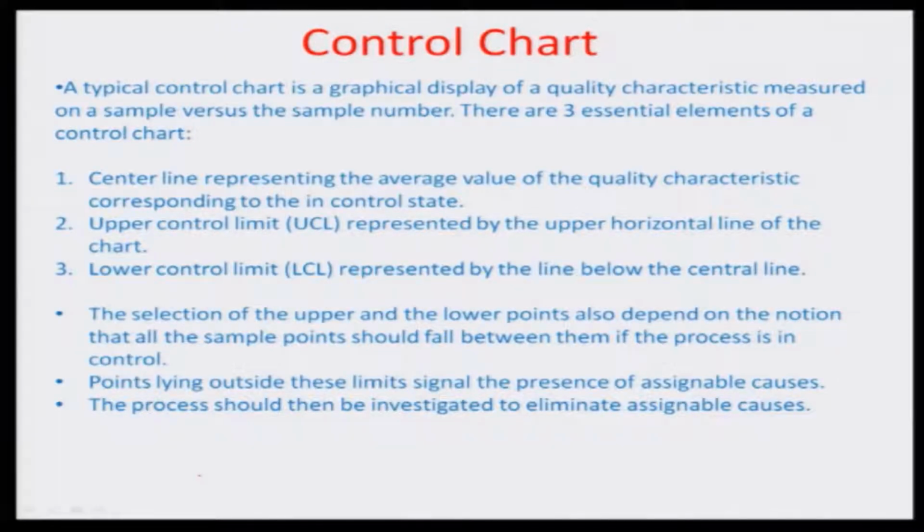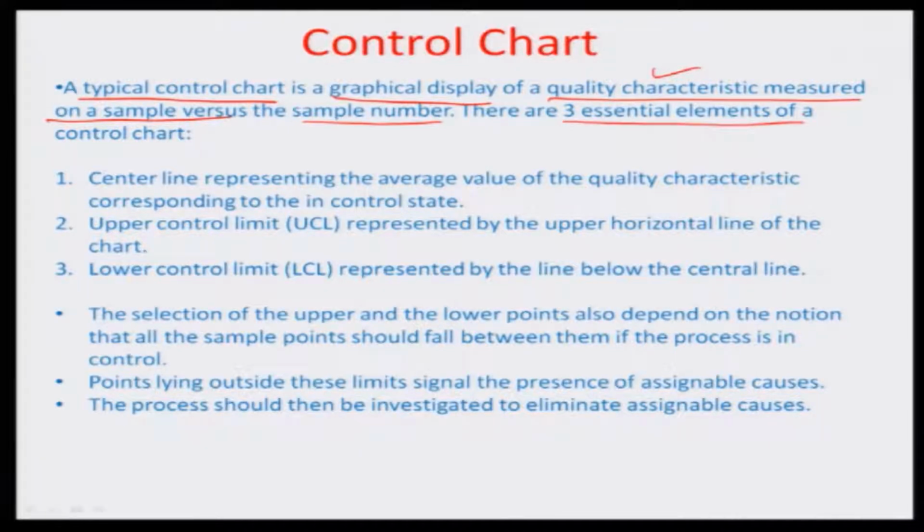A typical control chart is a graphical display of a certain quality characteristic, which is either a measured quality characteristic or maybe a visually acceptable or unacceptable kind of quality characteristic. You can plot both aspects in different manners, but let us talk about the measured quality characteristic on a sample. There is a sample number, and these samples have all been inspected and a quality characteristic has been measured within these samples. What you have to plot on the control chart essentially are three different elements.